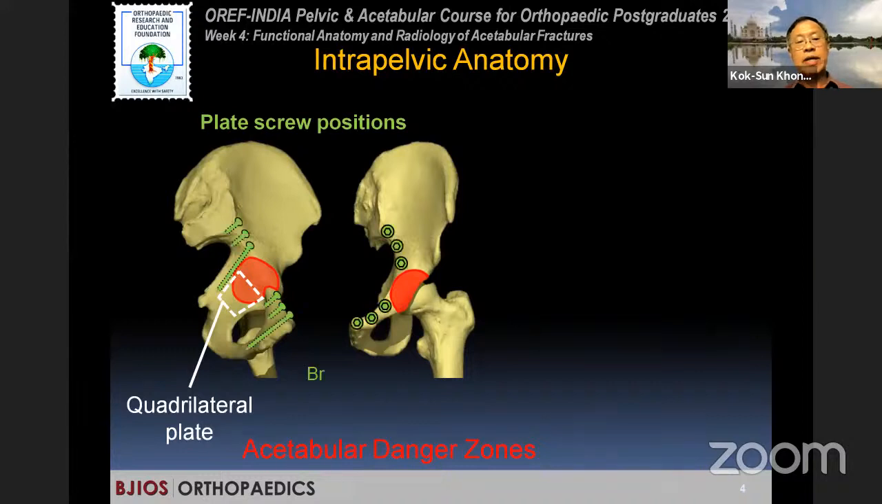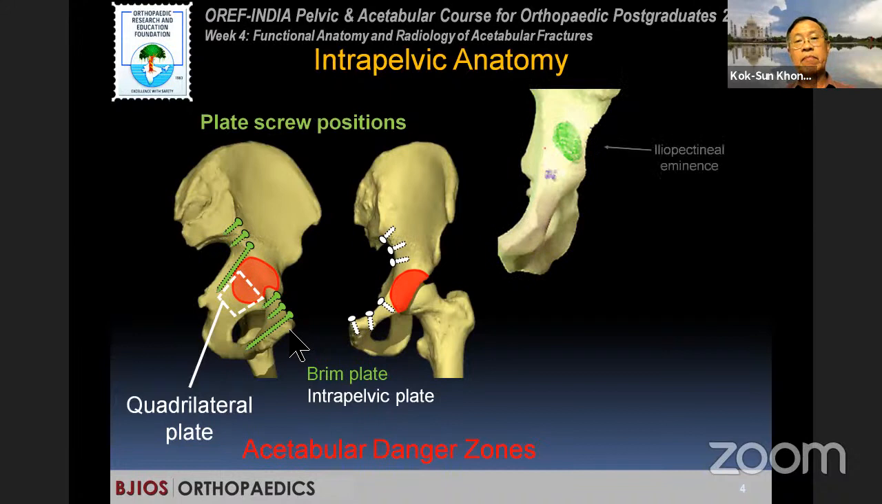So for screws that are coming in from the superior aspect, we call the brim plate, you can put screws behind or in front in the rami and in the sciatic buttress, but you must avoid the hip joint. If you use the intrapelvic plates, the screws are coming in from the inside and they're going laterally. There tend to be shorter screws compared to the longer screws of the brim plate because of the anatomy of the rami and of the columns.